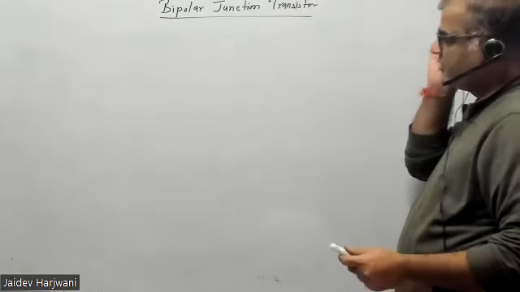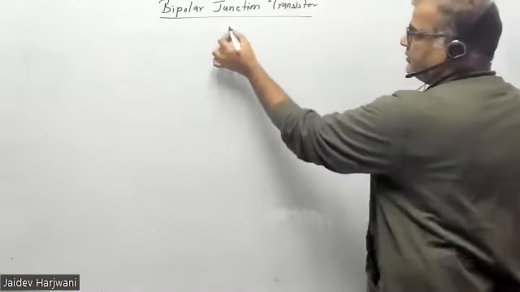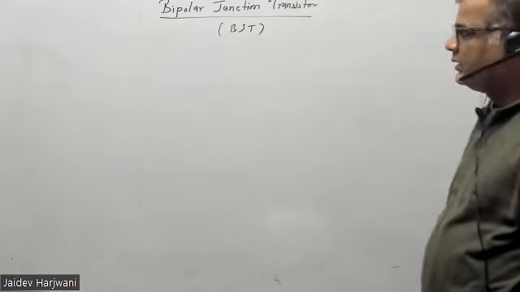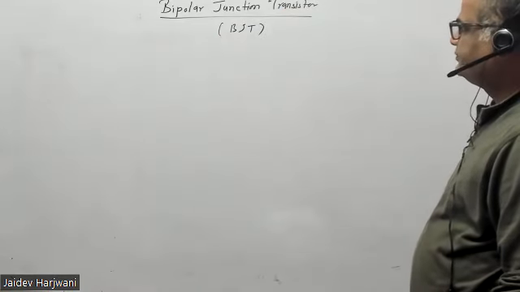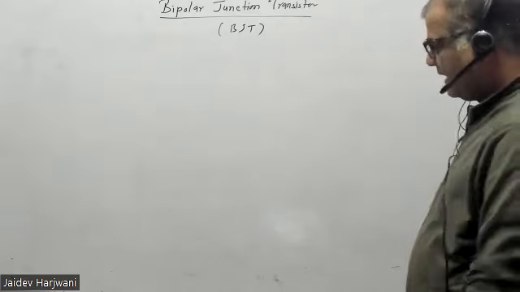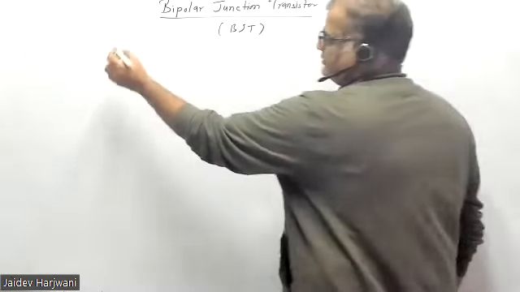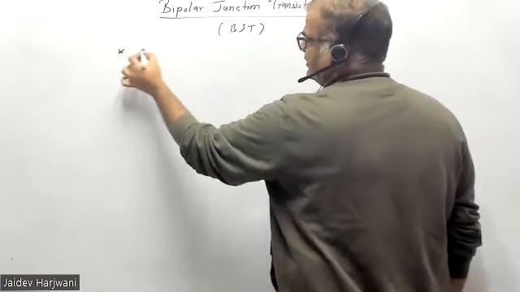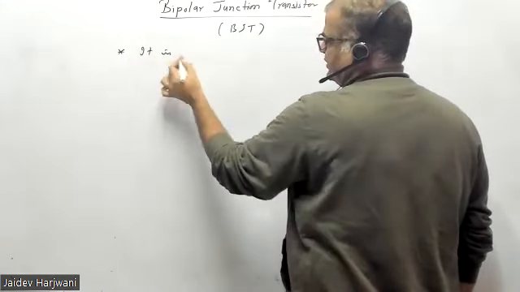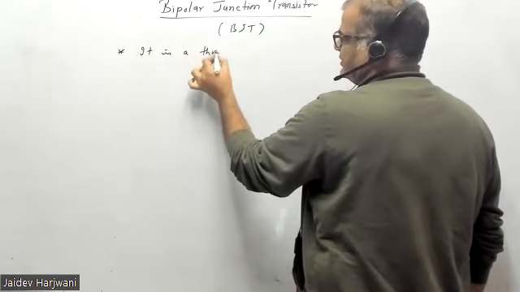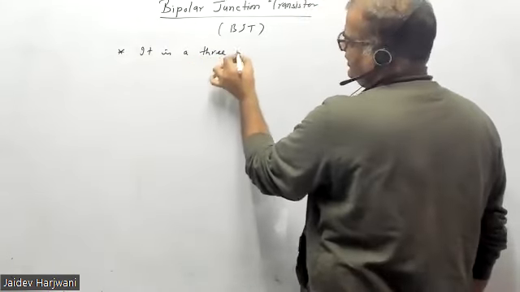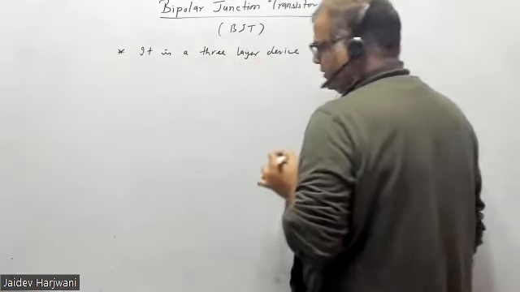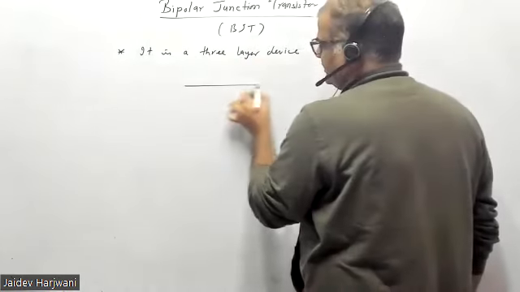So bipolar junction transistor, in short we call it BJT. Why is it called bipolar? Because it is a three-layer device. Okay, so basically a transistor can come in two designs.